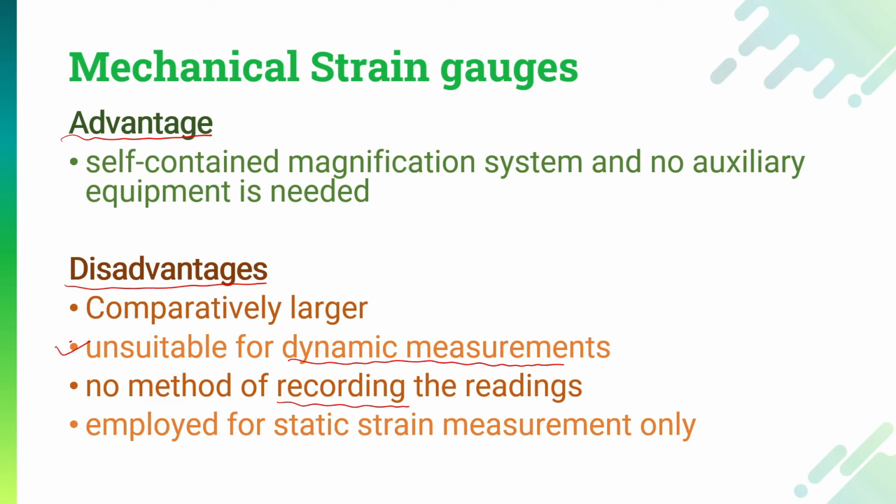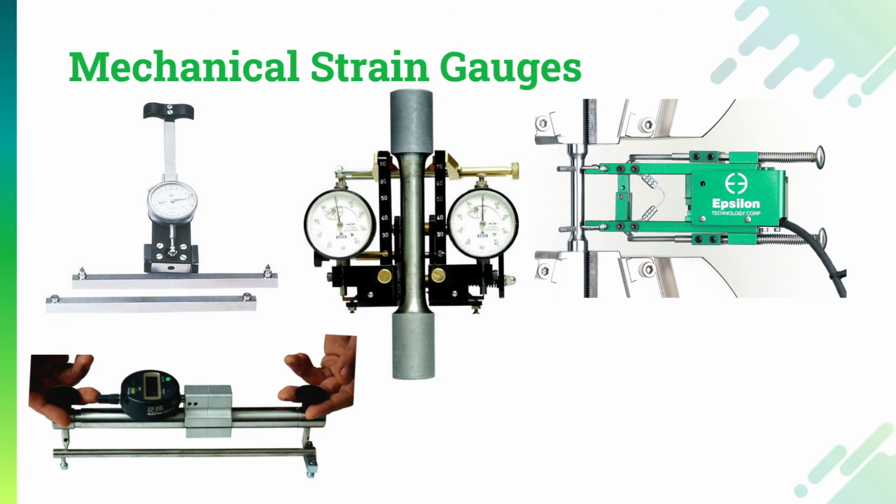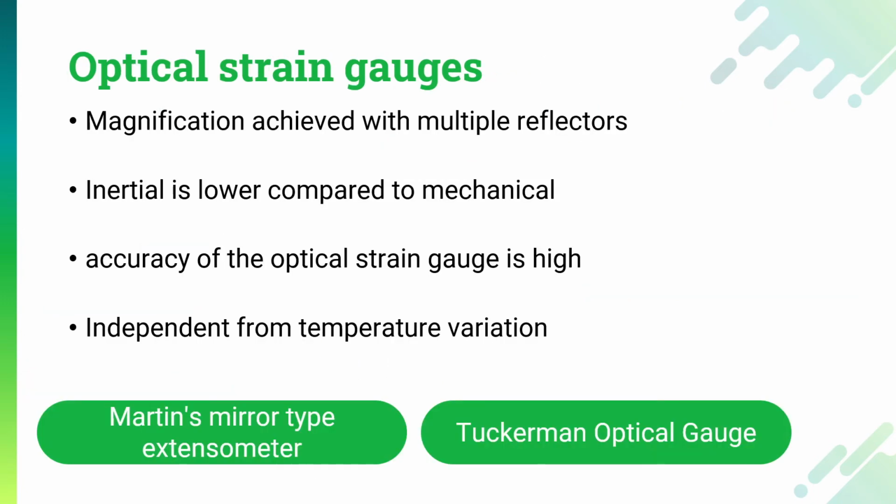But still, nowadays, with the combination of mechanical and electrical as well as mechanical and computer mechanisms, we are able to measure the strain because they are highly accurate. So these are some of the examples of the extensometers and the strain gauges which are actually used in practice. Now let us check the optical strain gauges.